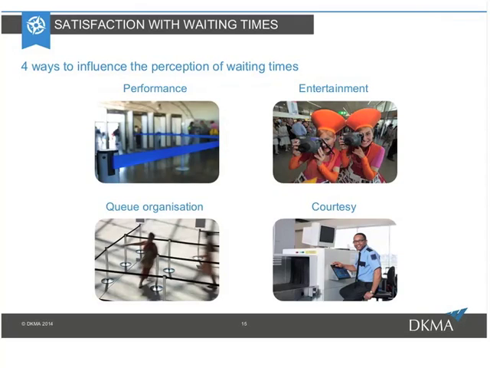And there are 4 main ways to do that. First, performance, obviously. The shorter the queue is, in reality, the shorter it will seem to passengers. So improving the performance of your queues will help. But it's not the only way you can go around improving your experience in the processes. Queue organization, so the layout of the queue, the visual impact it has on passengers will also go a long way to improving the perception of waiting times.